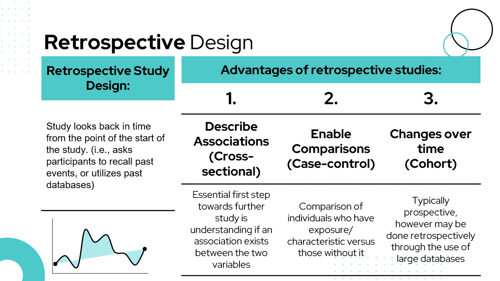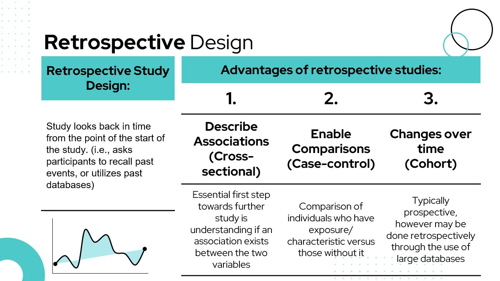Now, the advantages of retrospective studies: they're very good at describing associations. So this is typically seen in cross-sectional studies. Cross-sectional studies are essentially the first step towards further study and understanding the association. What we're going to do is determine if there is even a foundation for the association to exist, and then we're going to move on to a different type of study to A, confirm that association, and B, look deeper into the correlation and possibly causation within the two variables.